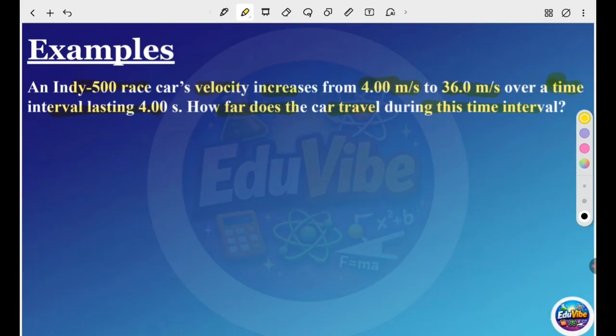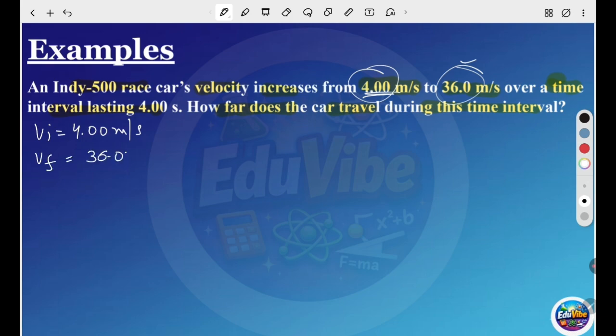For these questions, there are so many variables, so many things given. Firstly, I suggest writing a list of the things which you are given and which you have to find. Here they said the velocity increases from 4.00 to 36.0. They start with 4.00 meters per second, which is our initial velocity, and it goes to 36.0 meters per second, which is our final velocity.